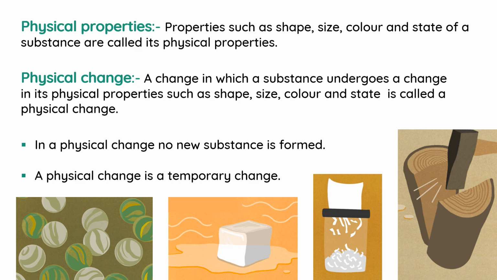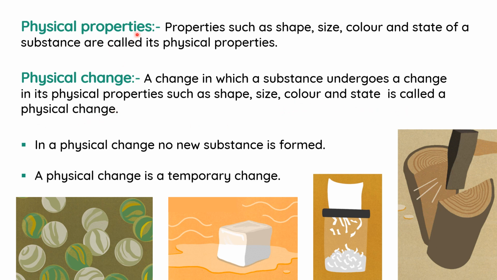So these are called physical properties. So what is a physical property? Properties such as shape, size, color and state of a substance are called its physical properties. So physical properties means these things: shape, size, color and state. And what is a physical change? A change in which a substance undergoes a change in its physical properties such as shape, size, color and state is called a physical change.